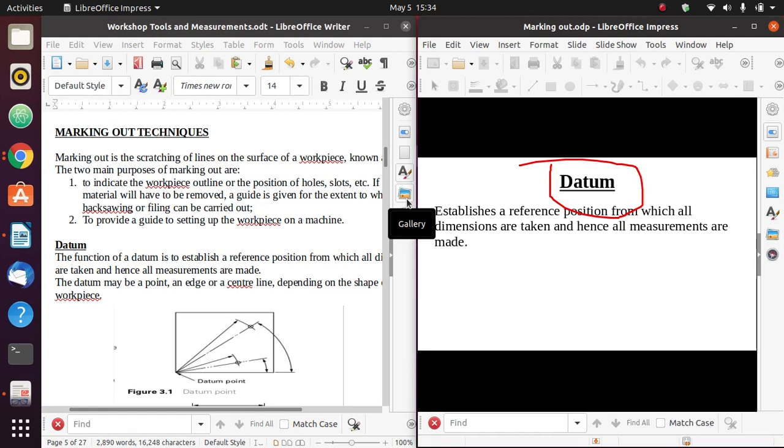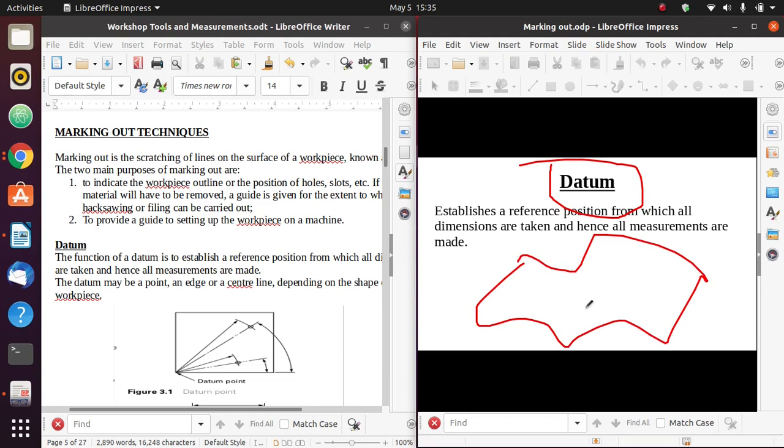A datum is a very important term in marking out. It is used as a reference point where we take our measurements, where we'll be taking our dimensions. For example, this is my workpiece over here. It is irregular in shape. I can mark out a line, I scribe a line there, and this will be my datum, so that when I'm making measurements and I take a ruler, this is where I'll be taking the measurements. This is what we call a datum. It is that reference position where I'll be taking my measurements.